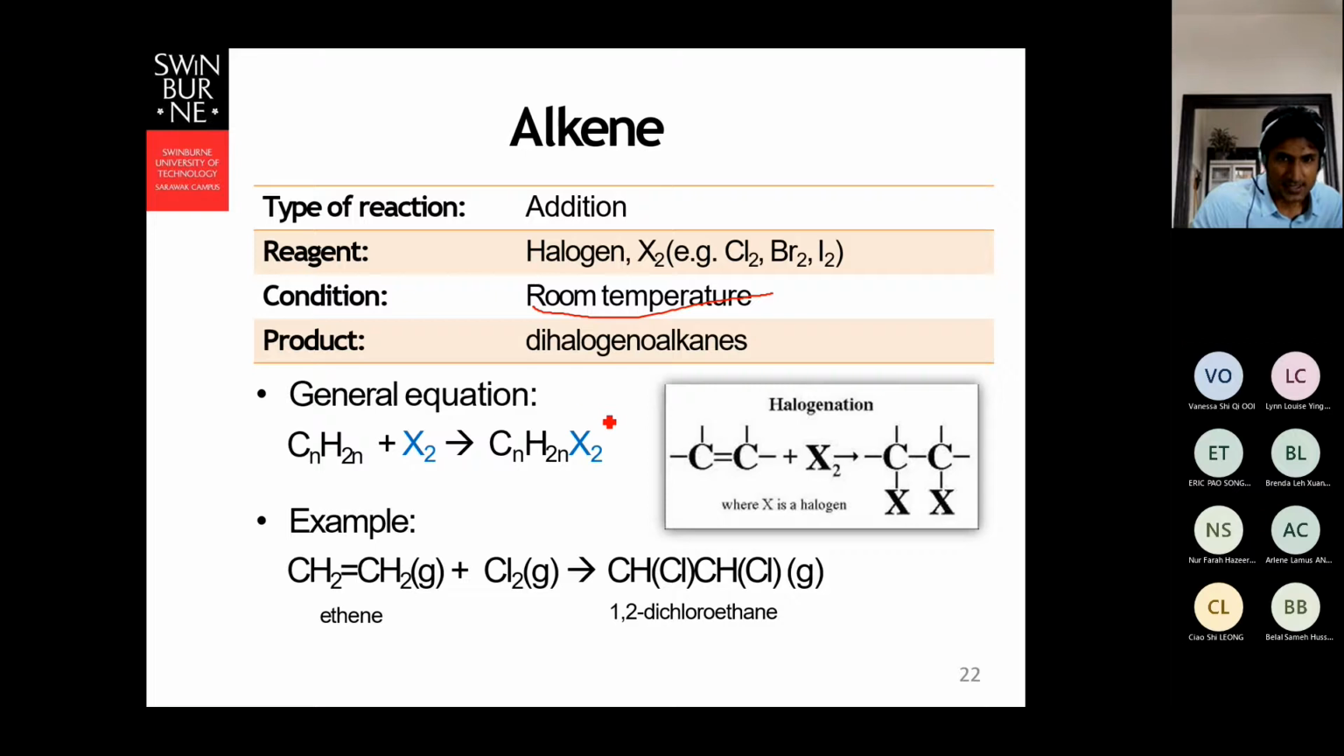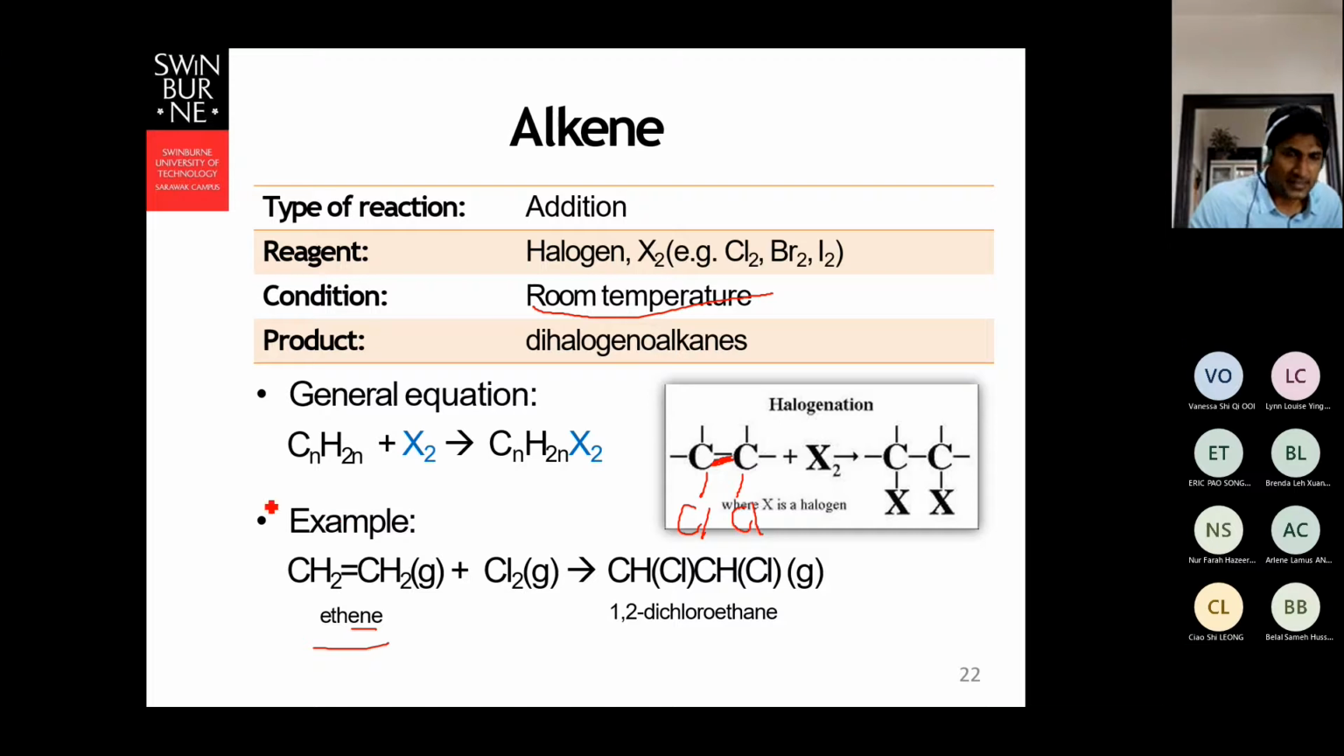As soon as we mix them together, the reaction will occur. Since there is a double bond, that means 2 bonds are there. This bond will break and open up, one each, so the chlorine can bond to both carbons. So from ethane, when there is unsaturation, we call it ethene. ENE is added at the end of the name.